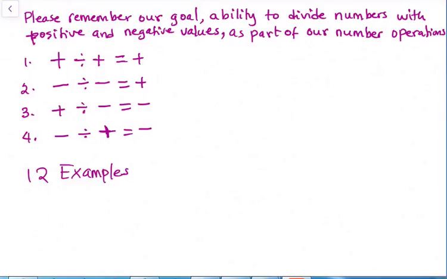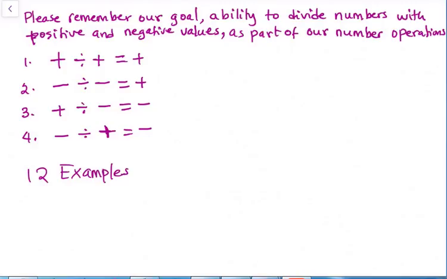So please, we want to remember something very important. Our goal is to be able to develop the ability to divide numbers with positive and negative value as part of our number operations. So we are looking at, what if we have a plus number dividing another plus number? What will it give us? And if we have a negative number dividing a negative number, what will it give us? Or positive dividing negative, or negative dividing positive. So we are going to walk through 12 examples to help us to be able to see how these play out one at a time.